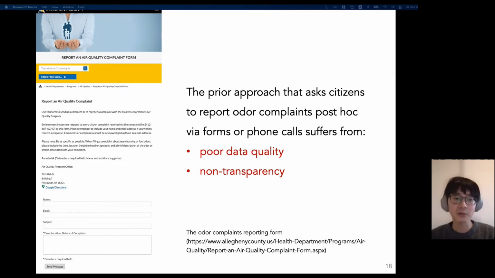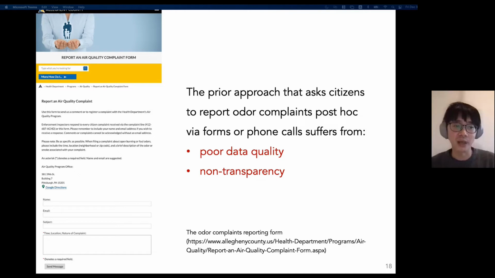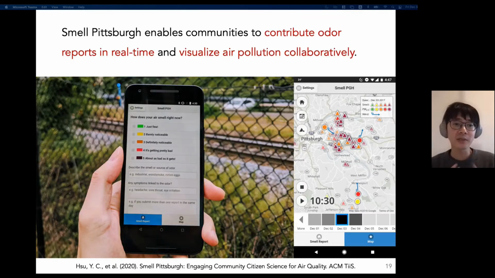There are also transparency issues, because when people enter all these smell complaints, it goes somewhere that no one else knows, because it's not visualized. So people don't really know if this is a problem in my neighborhood or a problem in the city region. So we designed this system.